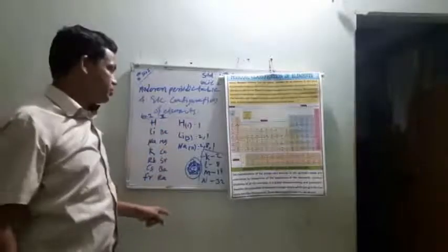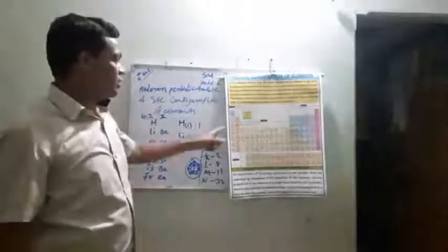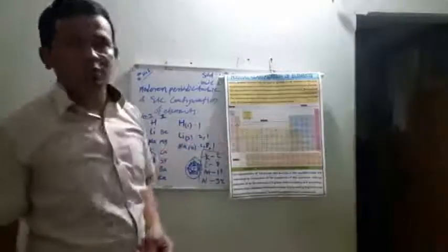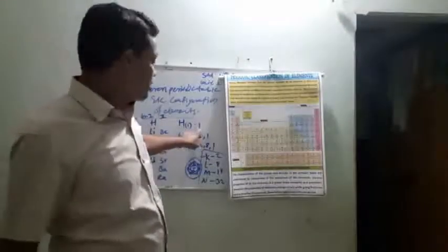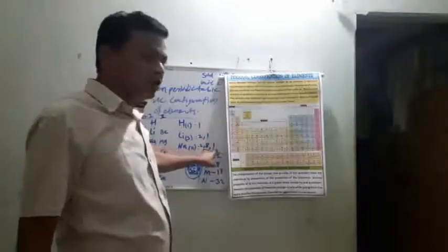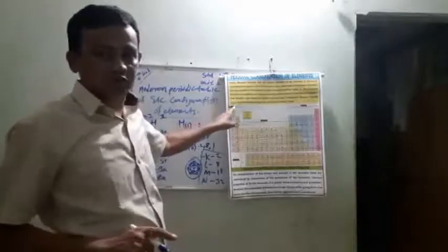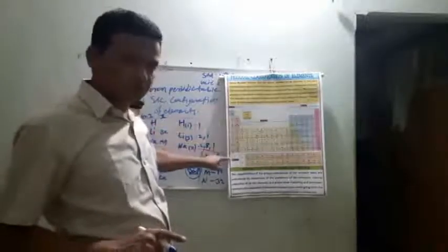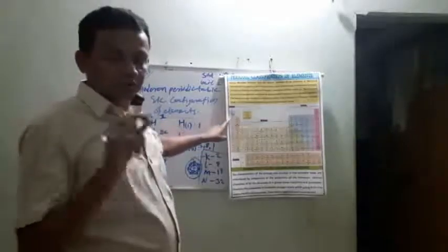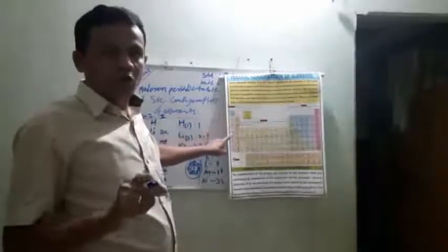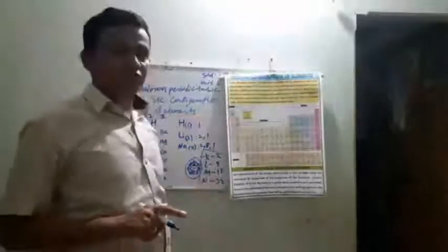Now if you observe the electronic configuration of the elements present in group first, in each element you can see that the last orbit contains 1 electron. So the name group first is given because in each element of group first, the last shell contains 1 electron, hence the number 1 is given.